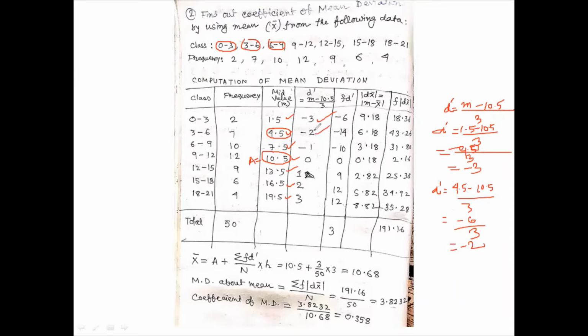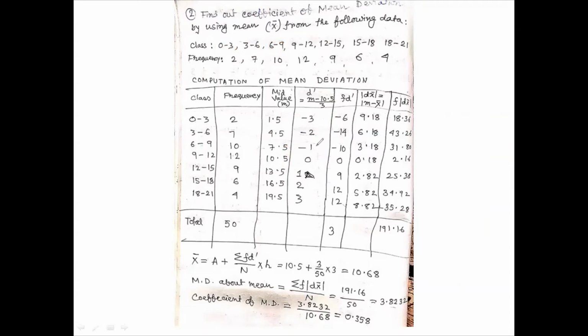So now we have got the pattern: minus 3, then minus 2, then minus 1, then 0, and go on adding 1, 2, 3. So we'll get the deviation d dash. Now we need f d dash. For f d dash, we just multiply the value of d dash with the frequency f. So 2 into minus 3 is minus 6, 7 into minus 2 is minus 14, 10 into minus 1 is minus 10, and so on. If you add these, you will get summation f d dash, which equals 3.